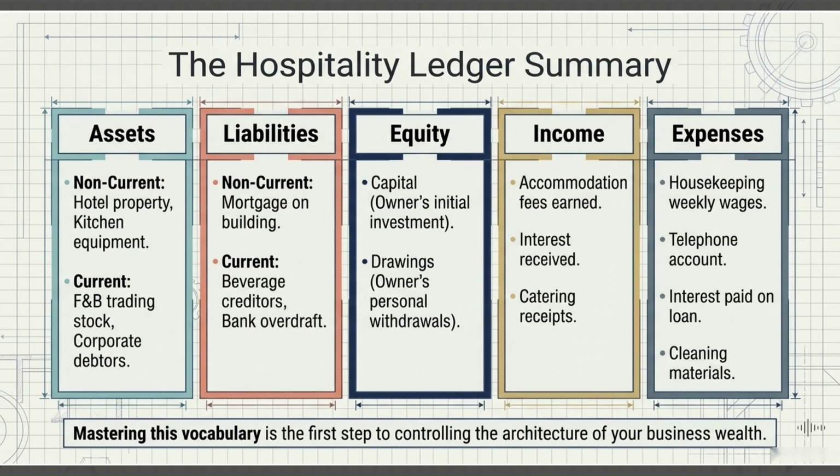In Learning Unit 3, we take these five elements and put them in motion through the accounting equation, where you will see that every transaction touches at least two of them, and that the equation always balances.